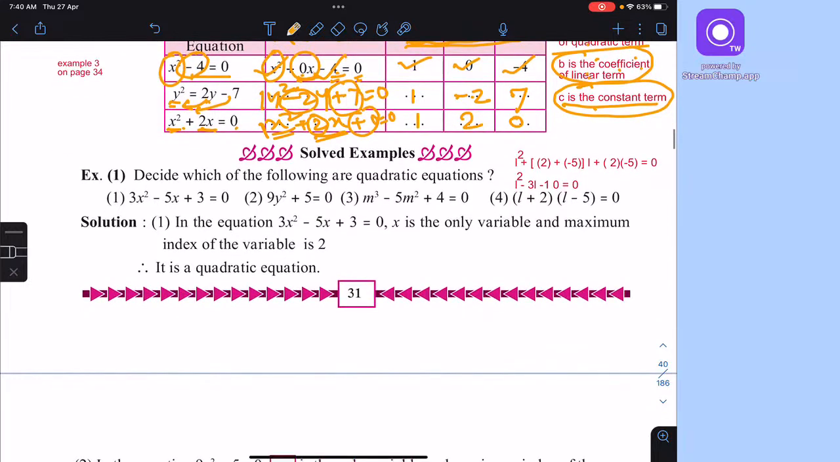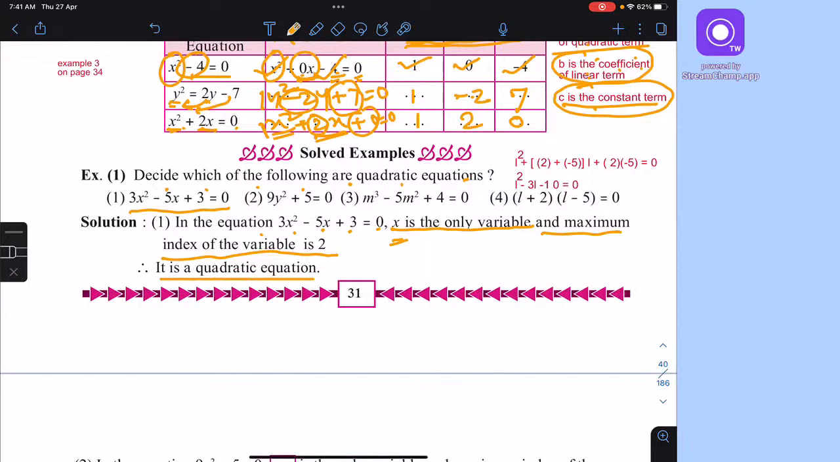Now let us see solved examples. Decide which of the following are quadratic equations. Now here first is 3x² - 5x + 3 = 0. So in the equation 3x² - 5x + 3 = 0, x is the only variable. As far as quadratic equations are concerned, we should have only one variable. It can be x, it can be y or anything. And the maximum index of the variable is 2. And therefore it is a quadratic equation.